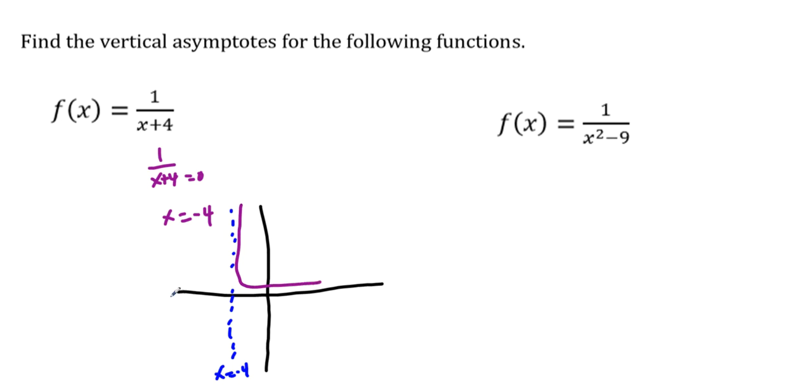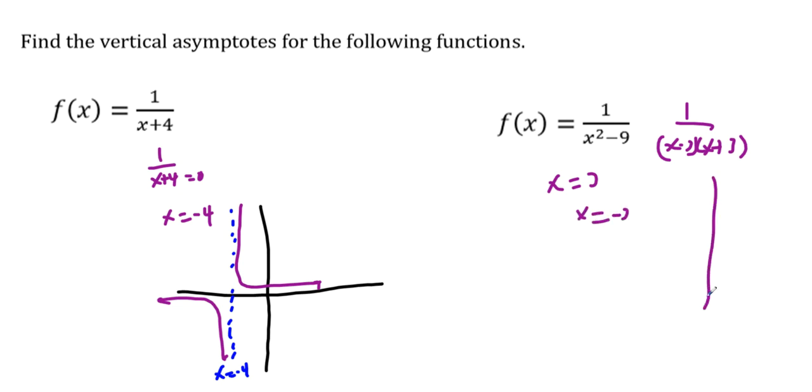And we would come in like this. That's all we're doing. Okay, shifted over left 4. So here we have 1 over x minus 3 and x plus 3. So we would have asymptotes at x is equal to 3, and we would have asymptotes at negative 3. So we would have our graphs, and it would look, here's 3, here's negative 3, and we would have graphs that would look rather interesting.